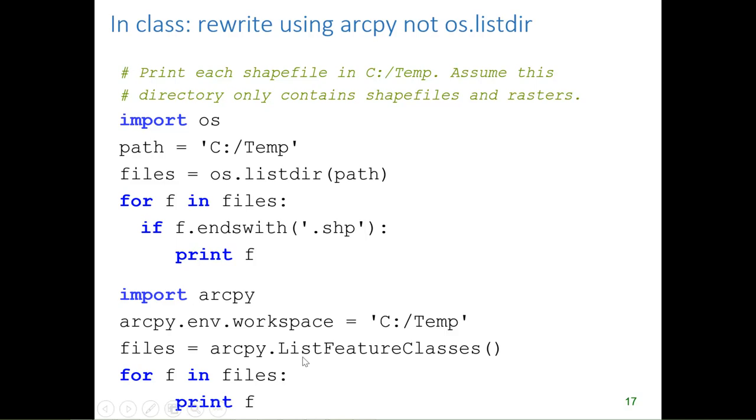How do we know that it's not going to get other feature classes other than shapefiles? Well, in our instructions it says that it only contains shapefiles.